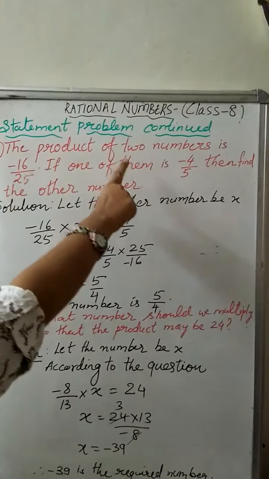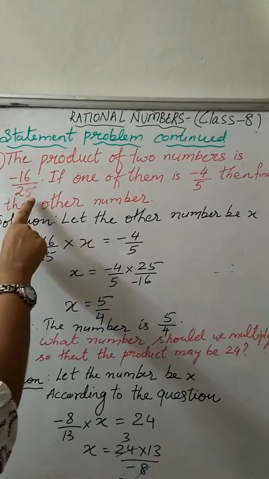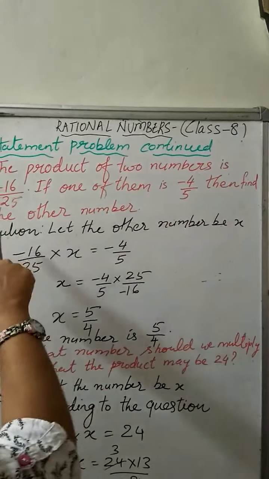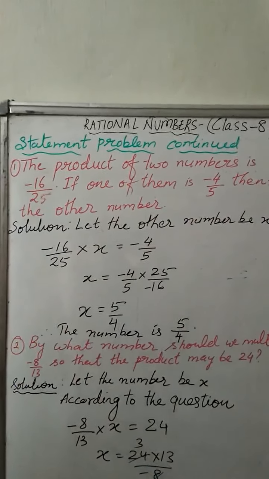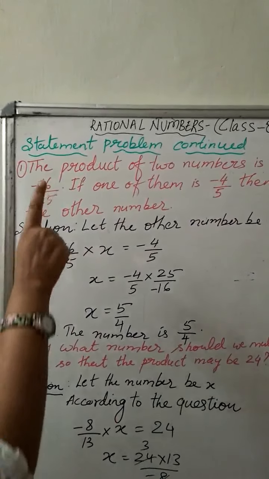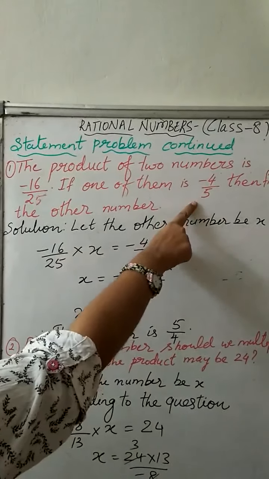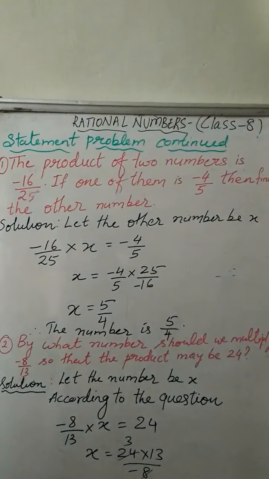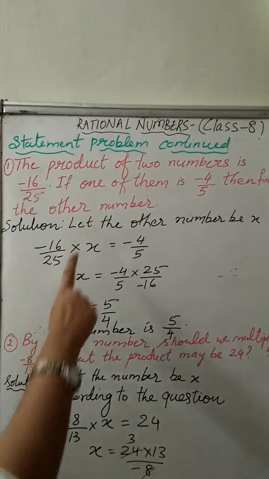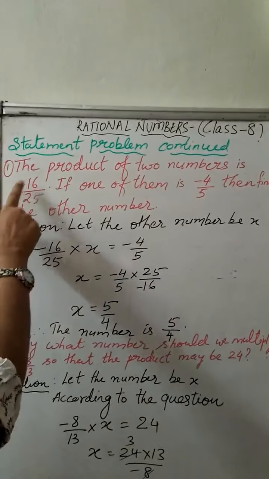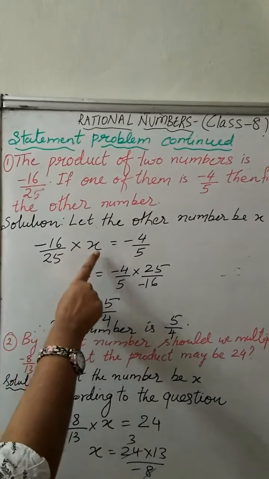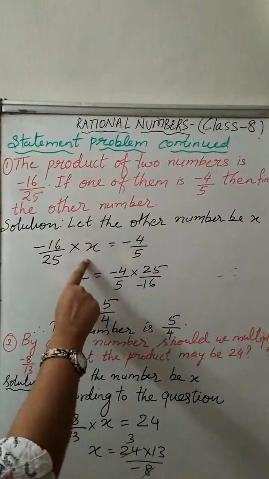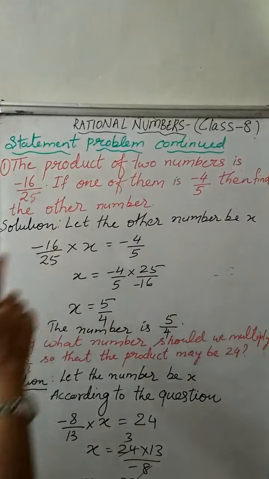The product of two numbers is minus 16 by 25. If one of them is minus 4 by 5, then find the other. Here, there are two numbers whose product is given, and we have to find the other number. So we have to suppose that the number is x. So minus 16 by 25 multiplied by x will give you minus 4 by 5. Here is the mathematical statement developed with the help of this given statement.